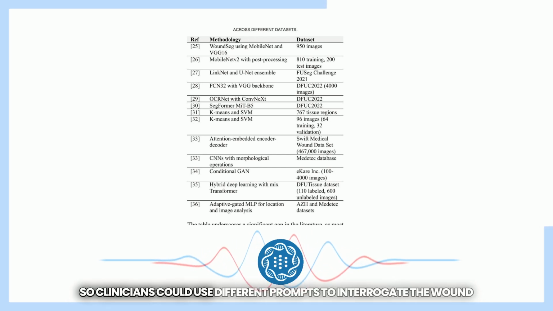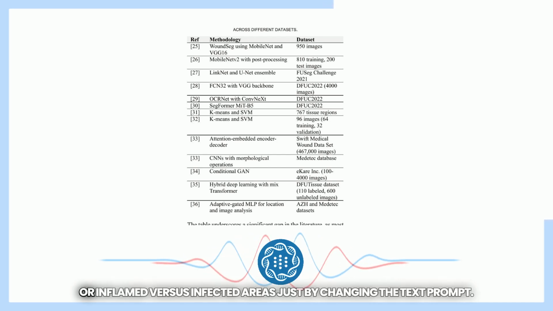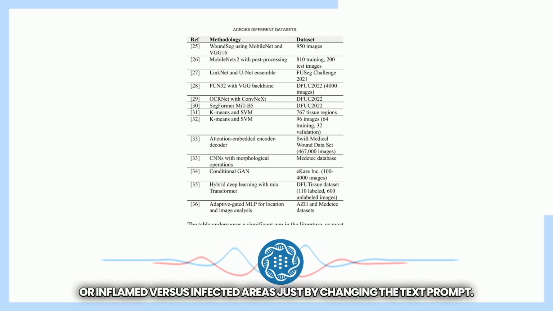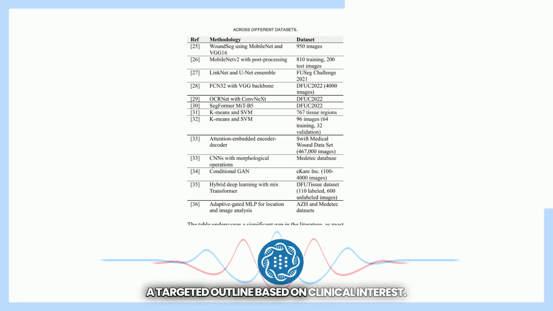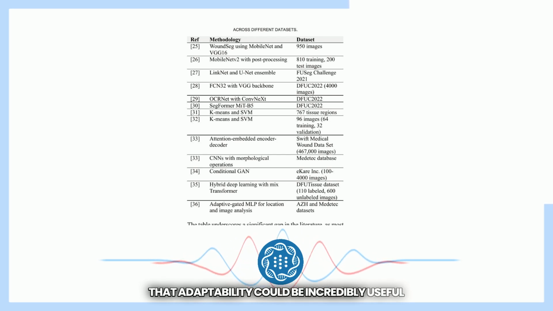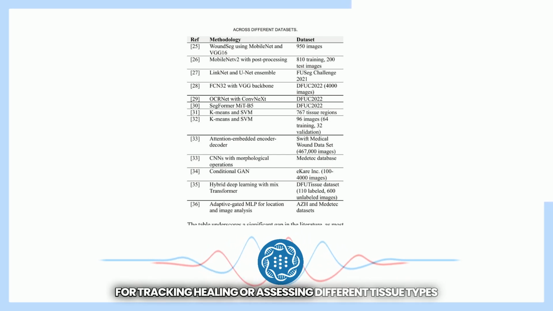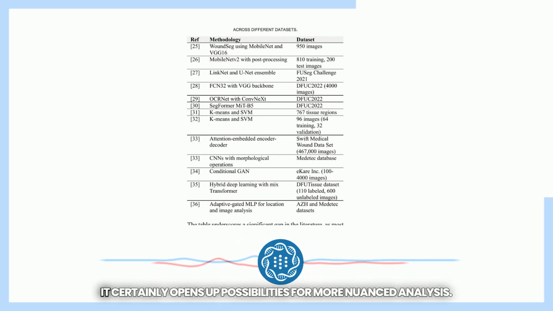So clinicians could use different prompts to interrogate the wound image, maybe differentiate between slough and granulation tissue, or inflamed versus infected areas, just by changing the text prompt. That's the potential. It moves beyond just getting an outline to getting a targeted outline based on clinical interest. It offers flexibility. That adaptability could be incredibly useful for tracking healing or assessing different tissue types without needing multiple specialized AI models. It certainly opens up possibilities for more nuanced analysis.